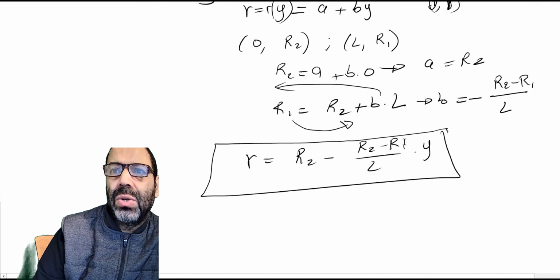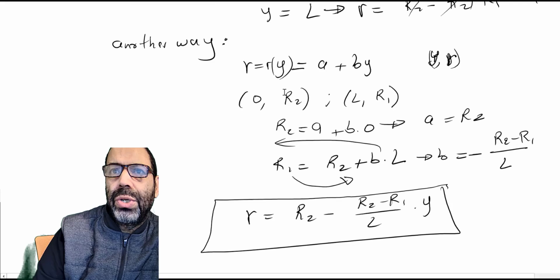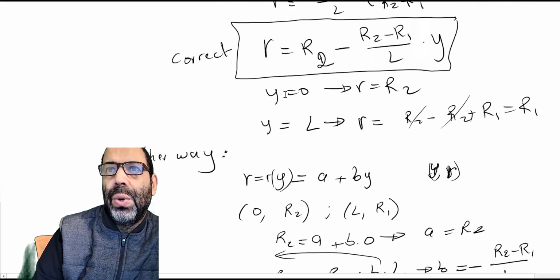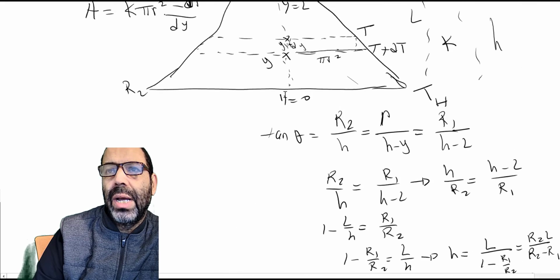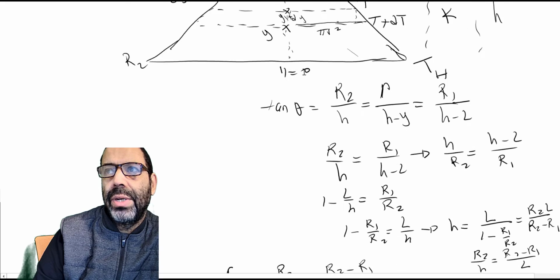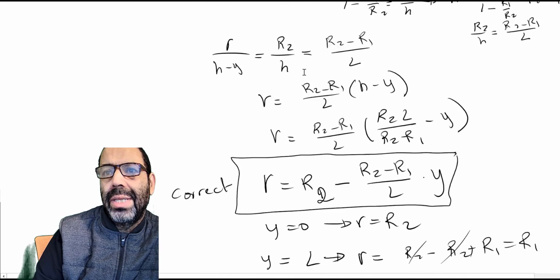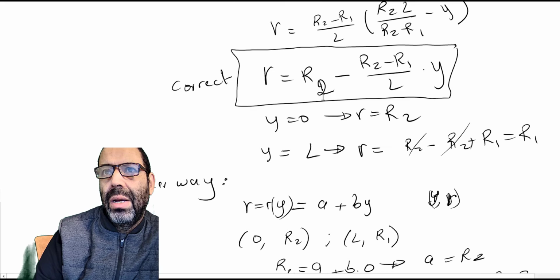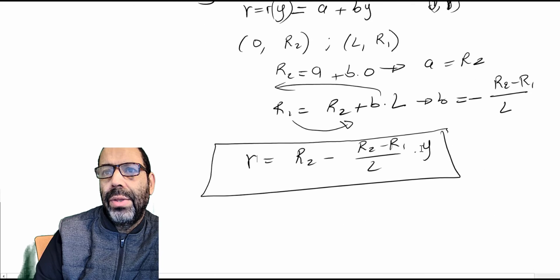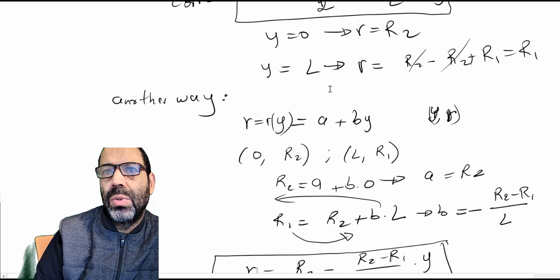Either way, you can convince yourself it's either this approach, which is a lot easier, or this business of working out with basically the geometrical method, and at the end you end up with the same expression. Okay, r2 minus r1 over L times y. And this of course satisfies these conditions because we started with them.